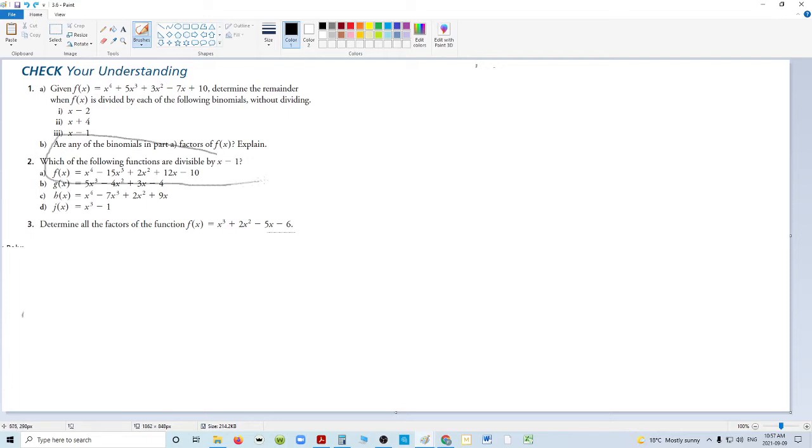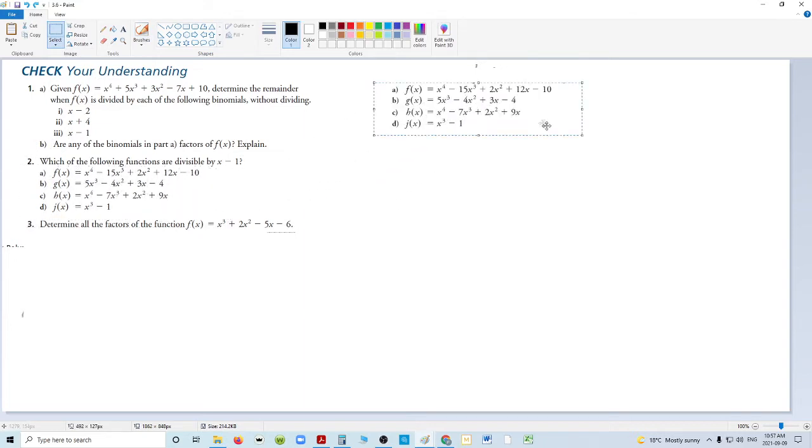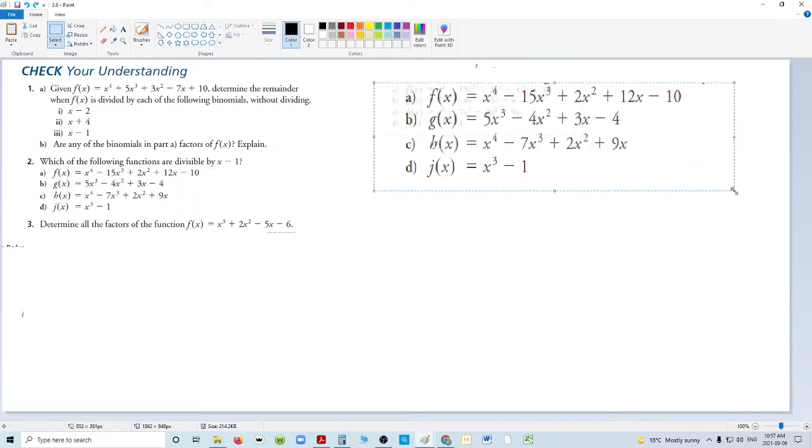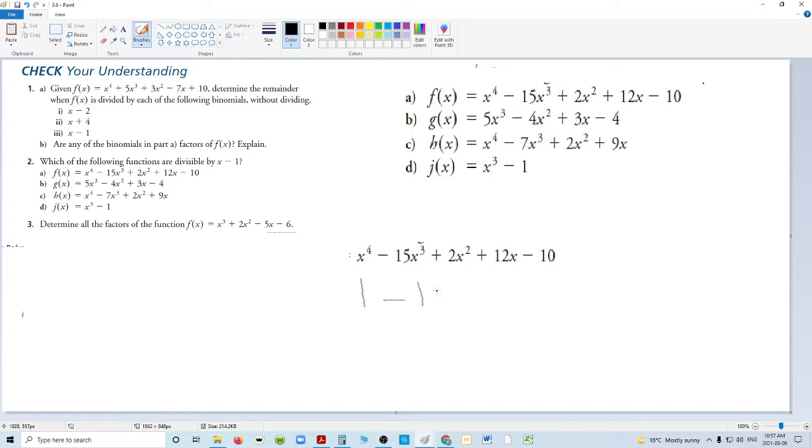Which of the following functions are divisible by x minus 1? They want you to use the factor theorem here, not synthetic division. They essentially want you to plug in 1 into each equation, and if you get a remainder of 0, it is indeed a factor. So if I plug in 1 here, I get 1 minus 15 plus 2 plus 12 minus 10. So 12 minus 10 is 2. 2 plus 2 is 4. 4 plus 1 is 5. Minus 15 is minus 10.